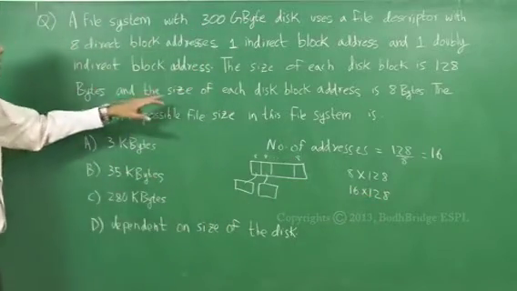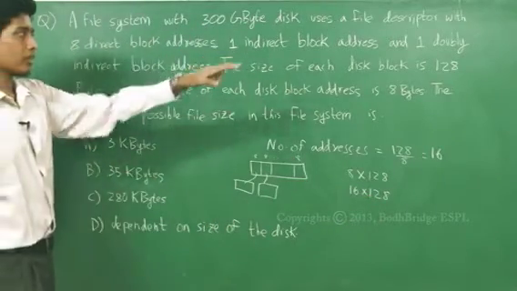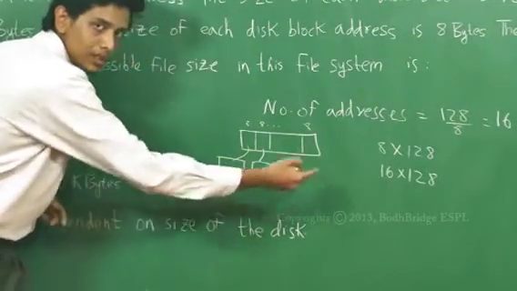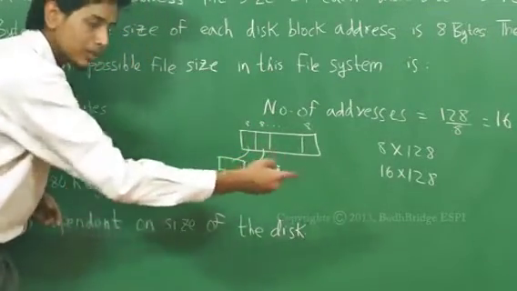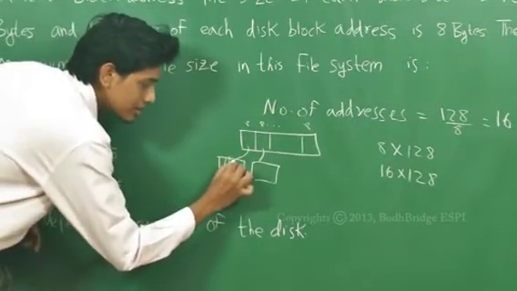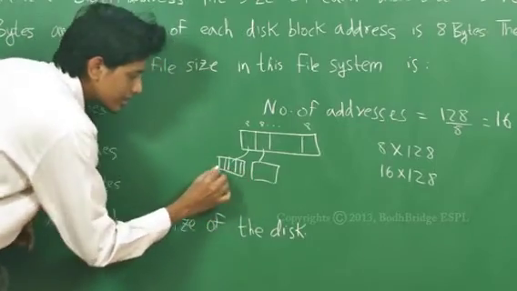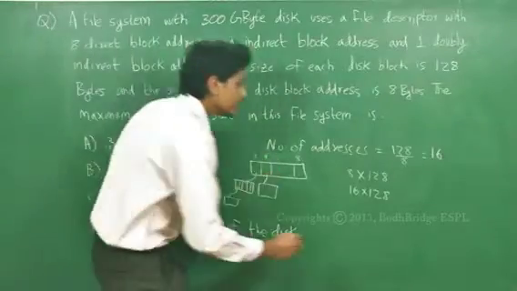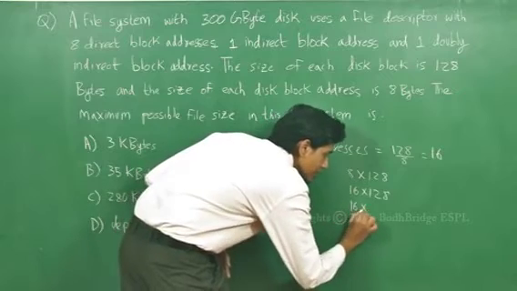Next is one doubly indirect block. So each of these 16 blocks basically points to 16 other blocks. So you will have 16 blocks here. Each of this will point to another block. So that will be 16 into 16 into 128.